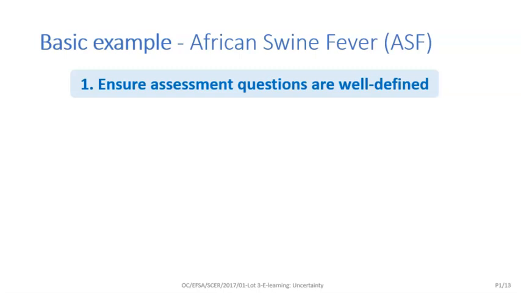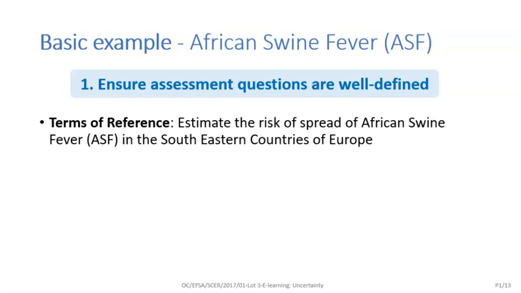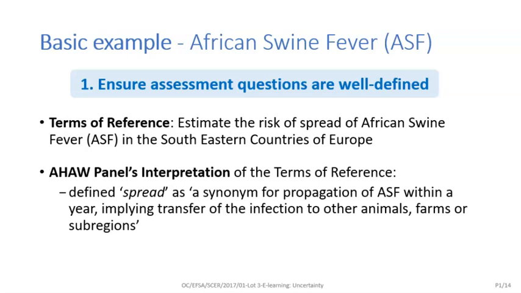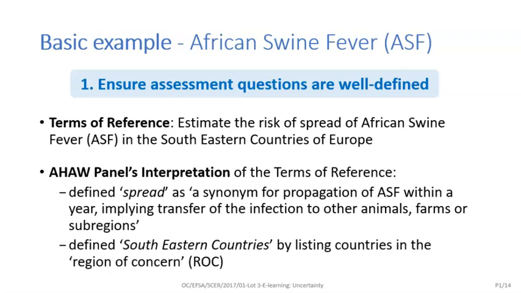The first of the basic steps is to ensure the assessment questions are well defined. The terms of reference for the assessment were to estimate the risk of spread of African swine fever in the southeastern countries of Europe. The terms of reference did not define spread or southeastern countries, so the panel defined these terms in their interpretation of the terms of reference. They defined spread as propagation of the disease within a year, and they defined southeastern countries by listing countries in what they called the region of concern, or ROC.